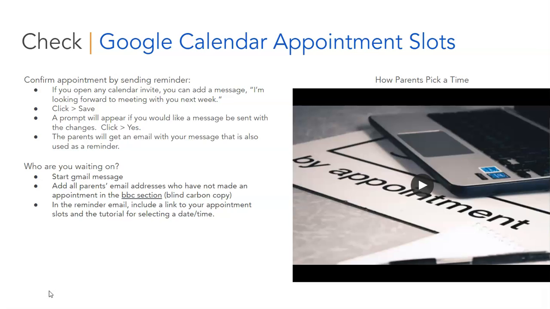Message, click save, and you're going to get a prompt. It's going to ask you, would you like this message to be sent to the people in the appointment? Click yes. Parents will get an email as a reminder of their appointment with you. For parents who have not responded yet, I would suggest a blind carbon copy of the same message that you sent earlier with that same link to the appointment slot.